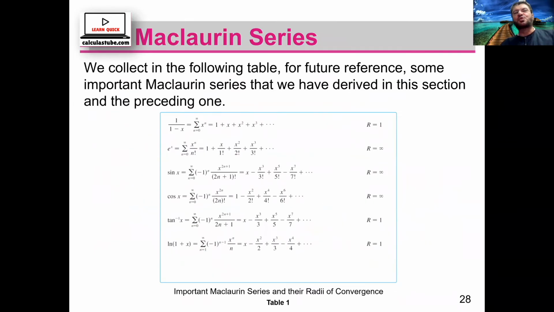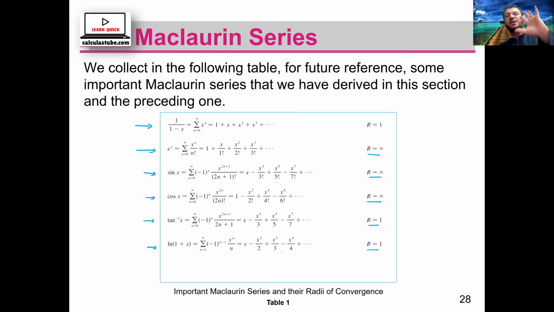And this, guys, will conclude the table. Everything here, we did in the previous sections, remember? e^x, we did today, and the radius of convergence is infinity. Sine x, the Maclaurin series, we did it, and the radius of convergence is infinity. Same thing for cosine, the radius of convergence is infinity. Tangent inverse and ln, we did them in the previous sections, right? And the radius of convergence is 1 and 1.